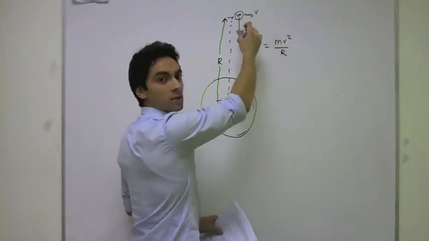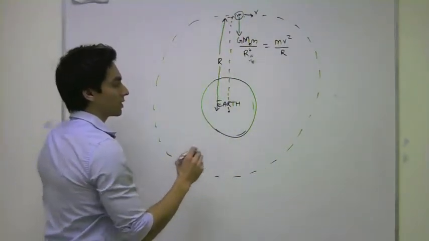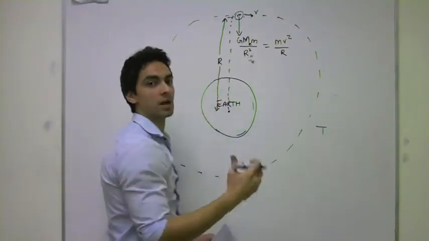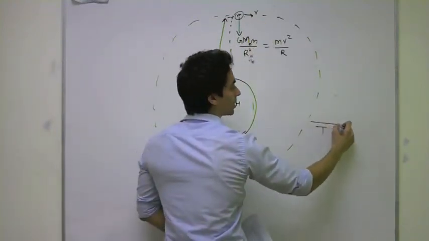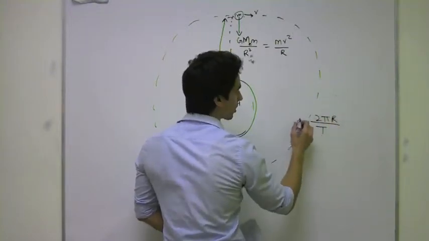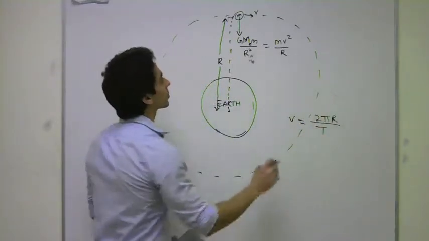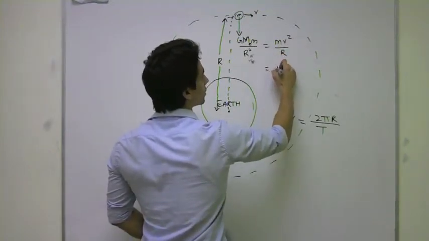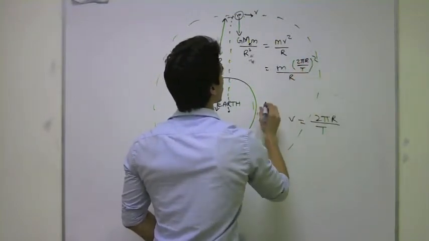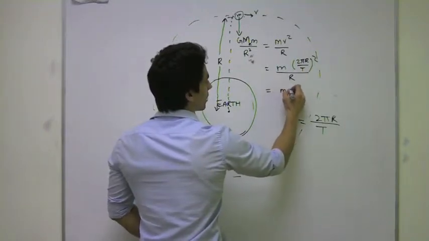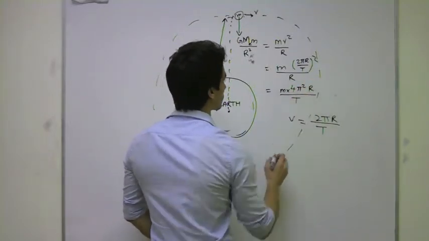Now at this horizontal or tangential velocity, it will complete one entire orbit in a time period of T, where T is the time of one orbit. So if you see the circumference of this circle, it is 2 pi r, and that would give you the tangential velocity: how much distance it covers in how much time. So I'll replace v squared over here with (2 pi r over T) whole squared, divided by r. So this will give me m times 4 pi squared r over T squared.